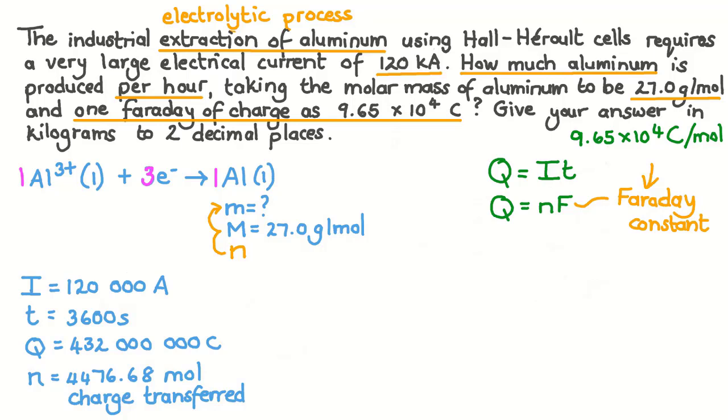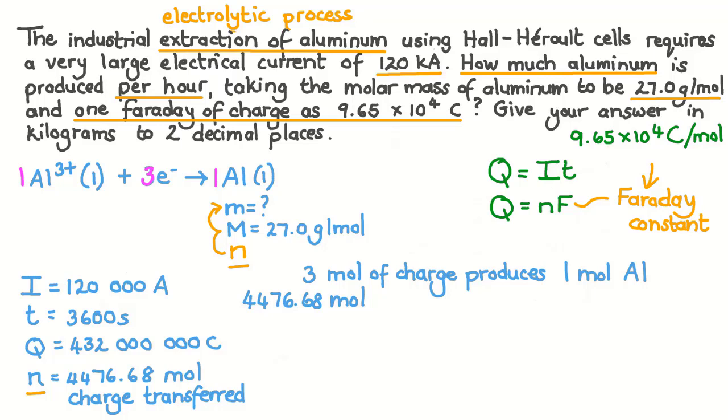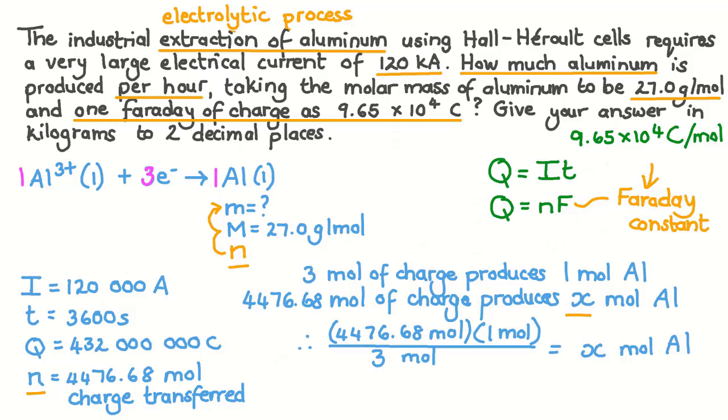The next step is to convert the moles of charge transferred to the moles of aluminum produced. From the balanced half equation, we know that 3 moles of charge produces 1 mole of aluminum. But we don't have 3 moles of electrons or charge, we have 4476.68 moles of charge. And this will produce X moles of aluminum. We can then solve this ratio by taking the moles of charge that we have, dividing it by 3. And we can solve for the moles of aluminum produced, 1492.23 moles, which is this value here.